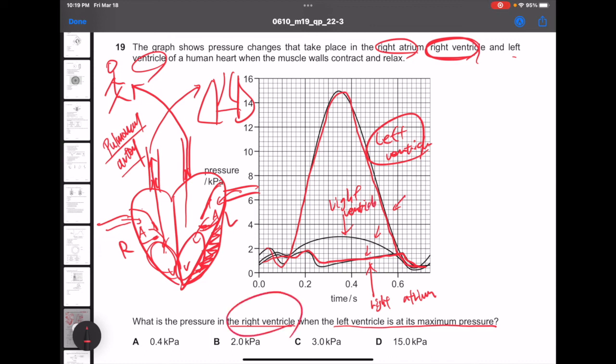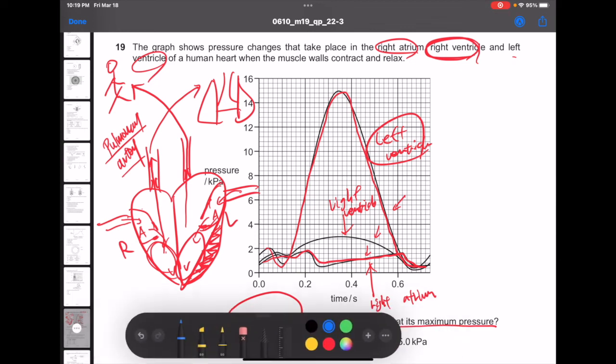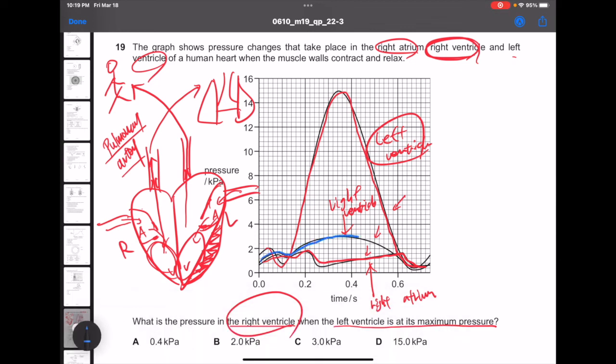And the question is, what is the pressure in the right ventricle? So it's asking for the values within this line. It says when the left ventricle is at its maximum pressure, when it's here. When the left ventricle's pressure is at its maximum, what is the pressure of the right ventricle, which will be around 3. So the answer is 3. C. Yep.